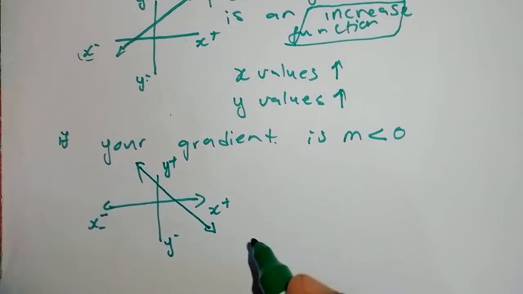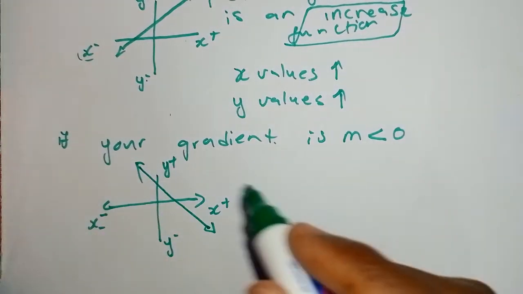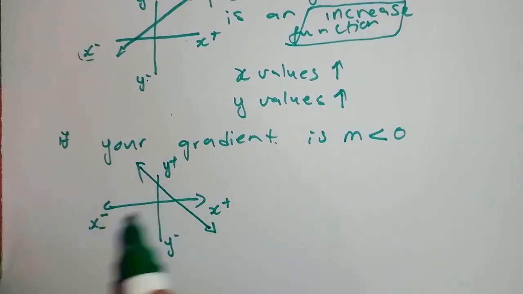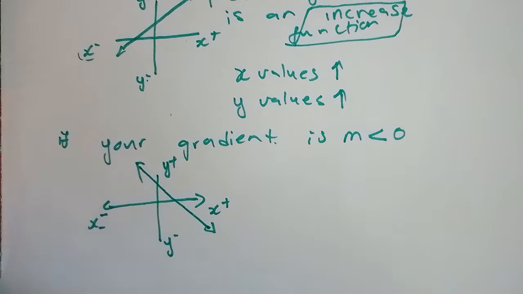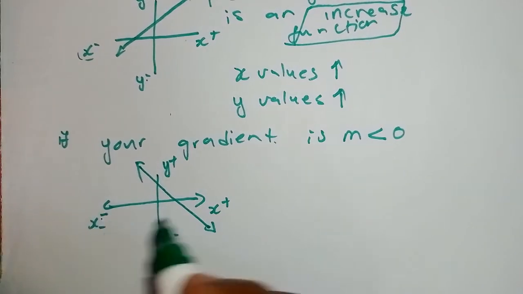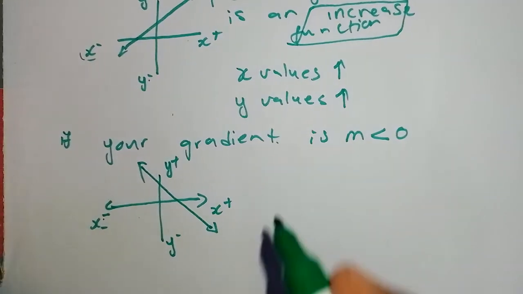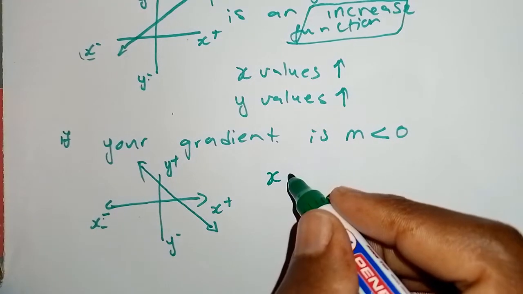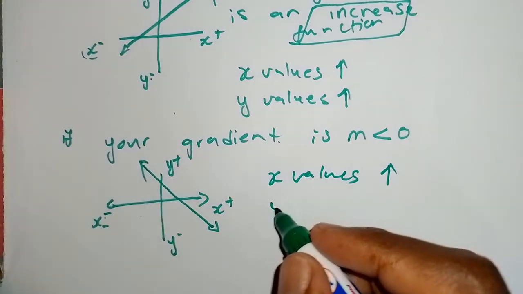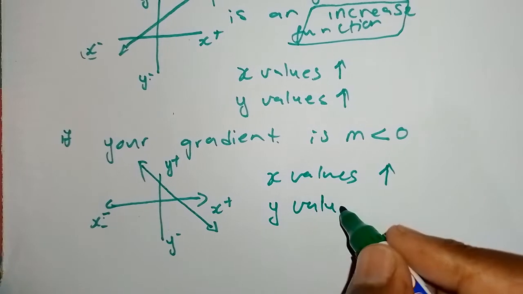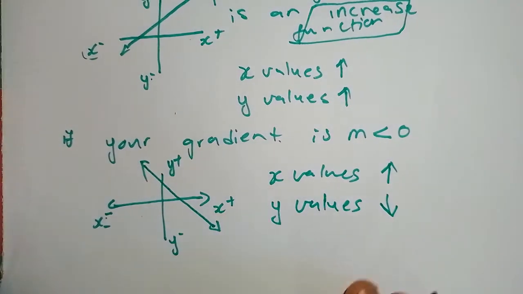If you can check, when the x values increase, the y values decrease, right? We're moving from negative to positive. When the x values increase, the y values decrease. If you can see, x values are going up, but y values are going down, from positive y to negative y.